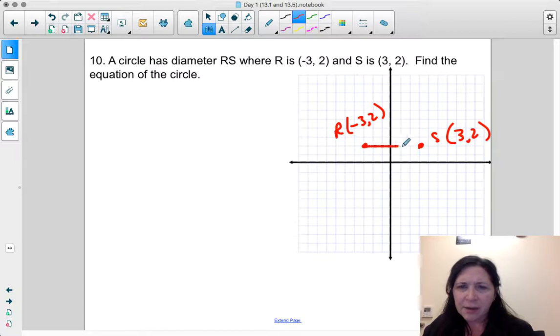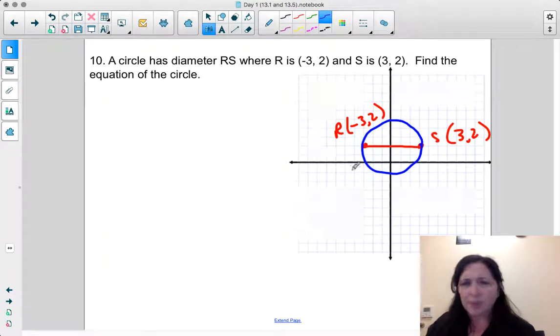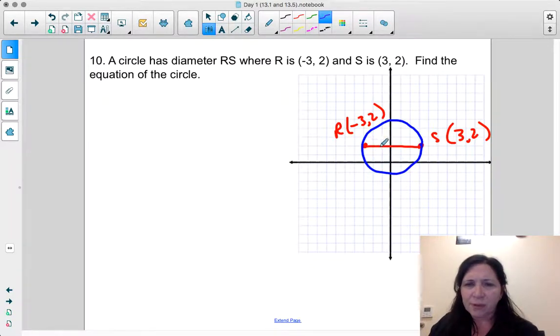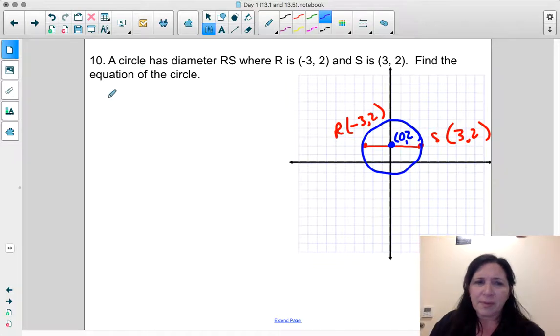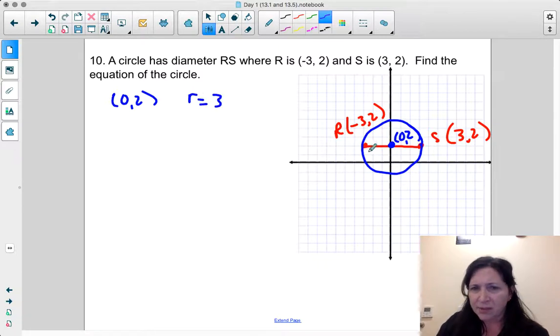This is my diameter. And what that means is that if that's my diameter, then my circle definitely goes around like this. And my center, well, the distance between these 2 points is just 1, 2, 3, 4, 5, 6. So at 1, 2, 3, there's my center. It looks like I'm at 0, 1, 2. So this point here is (0, 2). So if my center is (0, 2), my radius is 3, because that's this length from here to here.